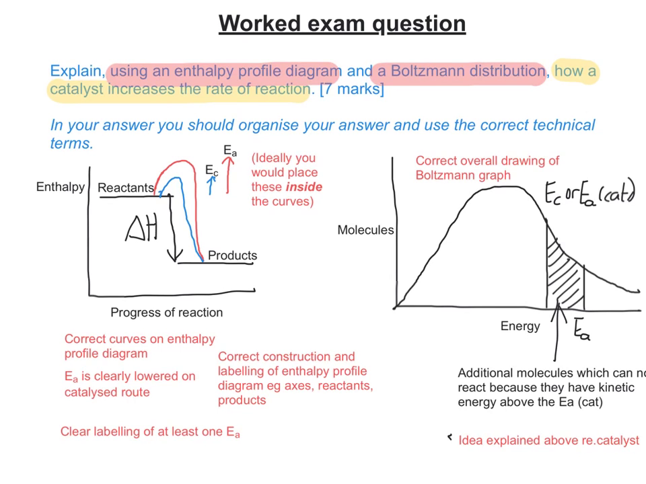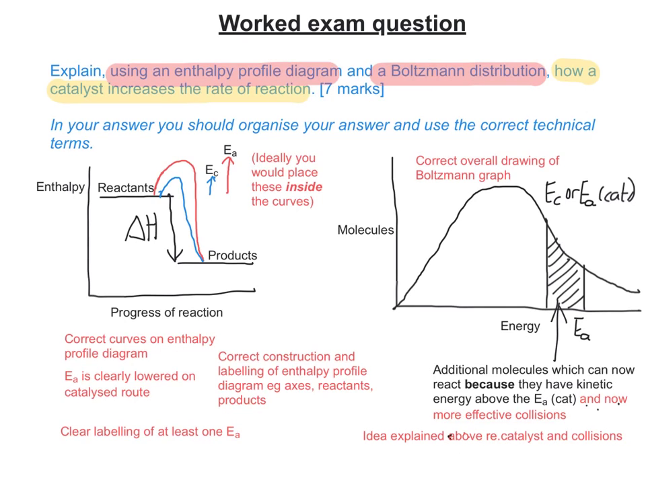I'm just going to add one more thing that I think I missed out earlier, the idea of more effective collisions due to this. So let's see where we can give the marks. You have one for this point here, so 4 for your enthalpy profile diagram, 1 about the kinetic energy, 1 about more effective collisions as well, and the correct overall drawing of the Boltzmann graph using the areas we talked about before.